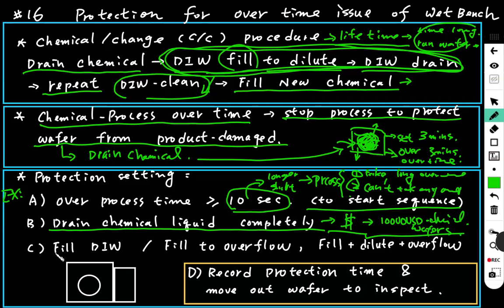Then, after draining the chemical, we fill the DI water, just like this. Fill the DI water to the high level. There are two ways to set it. Fill the DI water to overflow.